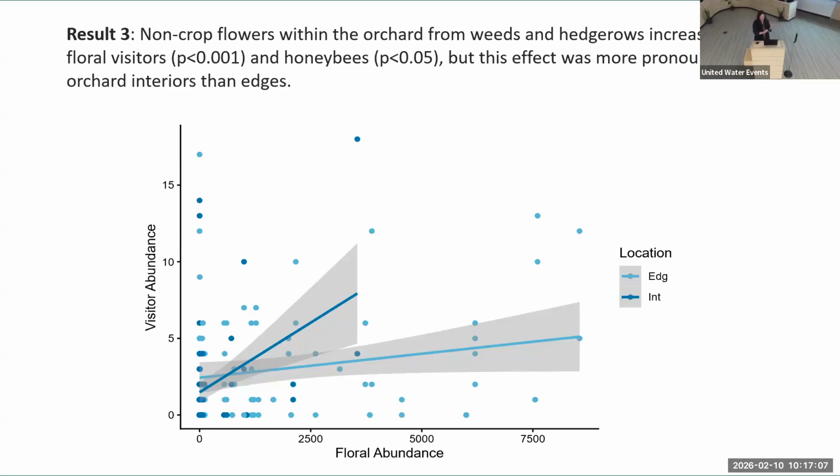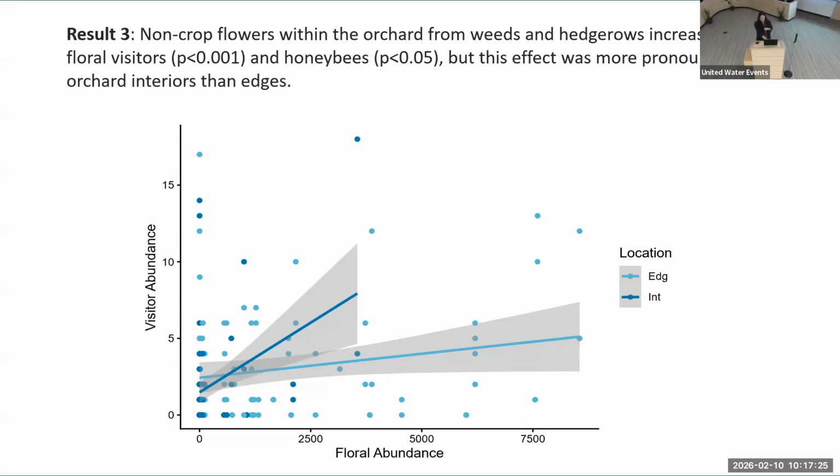We looked at the actual flower counts to see what was going on. And we saw that when there were more flowers, and it didn't matter, in this case, we just lumped flowers from weeds and from hedgerows together, there was an increase in visitors to both the edge and the interior.